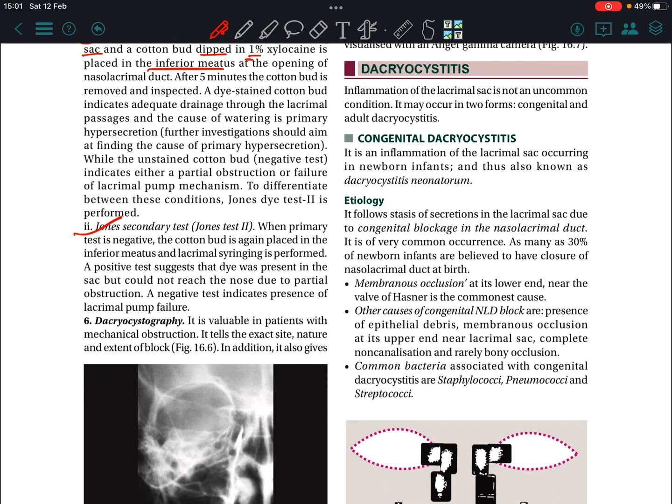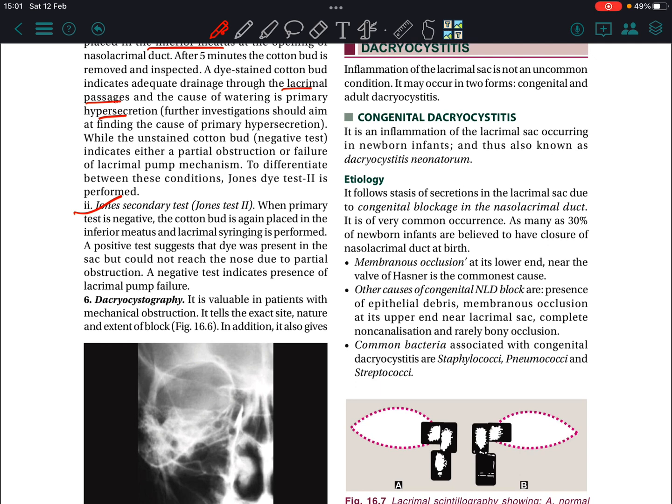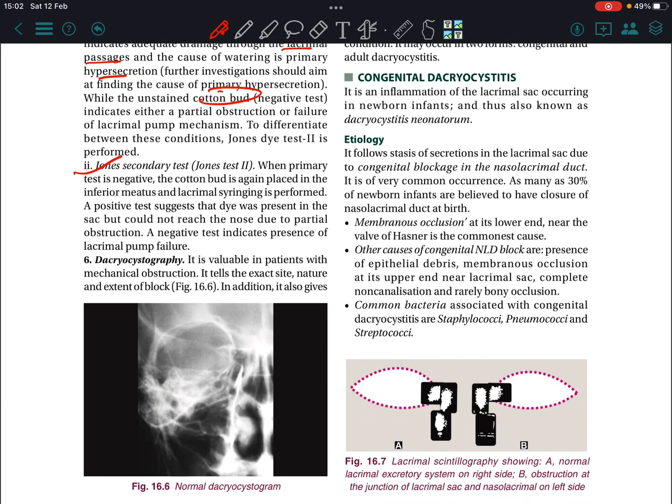A dye-stained cotton bud indicates adequate drainage through the lacrimal passage, and the cause of watering is primary hypersecretion. An unstained cotton bud indicates either a partial obstruction or failure of the lacrimal pump. To differentiate between these conditions, the Jones 2 test is done. When the primary test is negative, the cotton bud is again placed in the inferior meatus and lacrimal syringing is performed. A positive test suggests that dye was present in the sac but could not reach the nose due to partial obstruction.